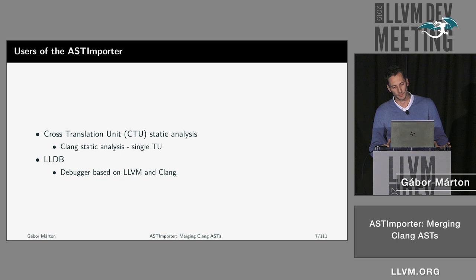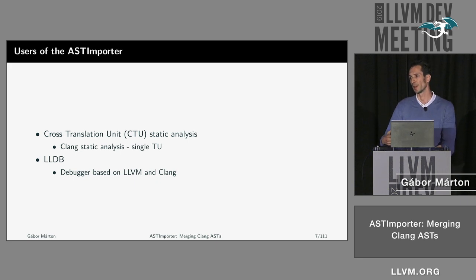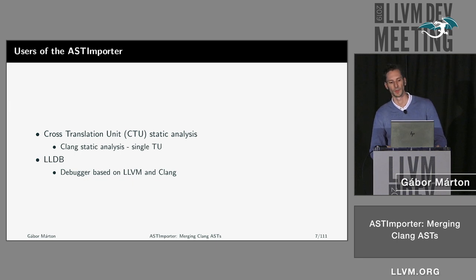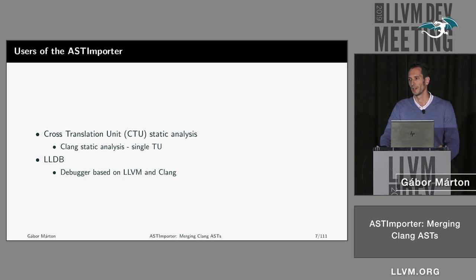LLDB's expression parser is another user of the AST importer library. When we evaluate an expression in LLDB, then all the unknown types and declarations are being imported from the AST, which is built from the debug information. If you have seen Rafael's presentation yesterday about LLDB, then you may know that this is just a gross simplification of that process.